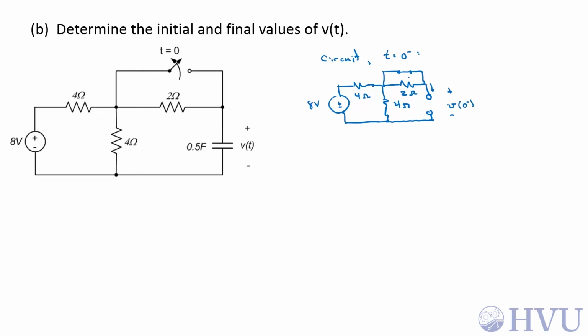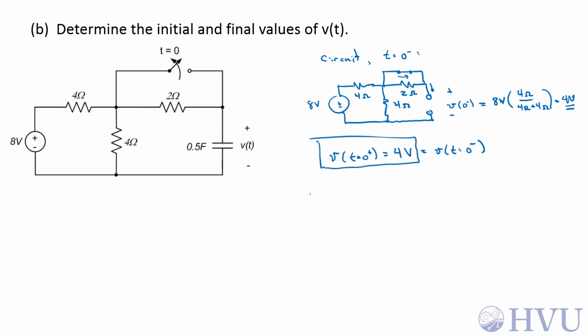There's no current through here, so there's no current through either of those. So this is a voltage divider, and this becomes 8 volts times 4 ohms over 4 ohms plus 4 ohms, which is 4 volts. Capacitors can't change their voltage instantaneously, so the initial condition at t equals 0 plus is also going to be 4 volts, which is the same as V at t equals 0 minus.